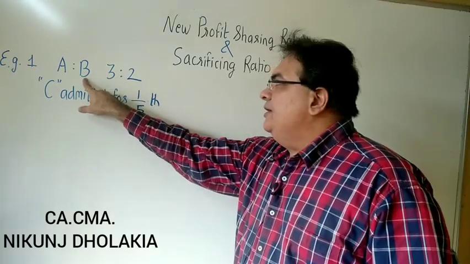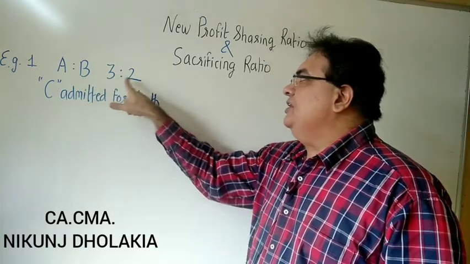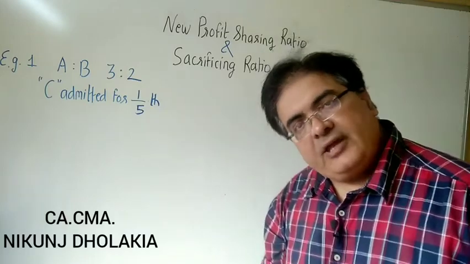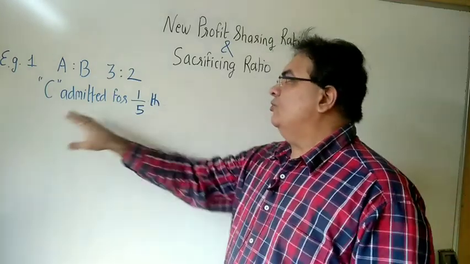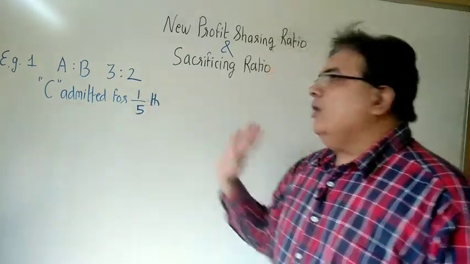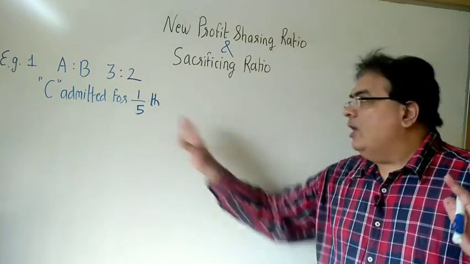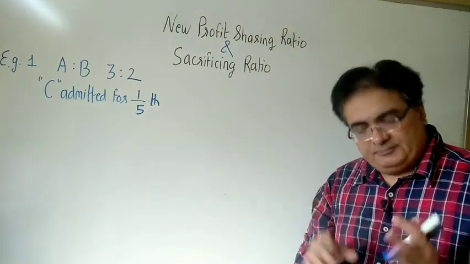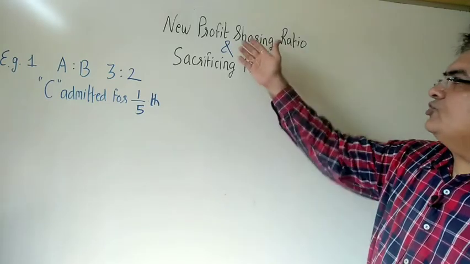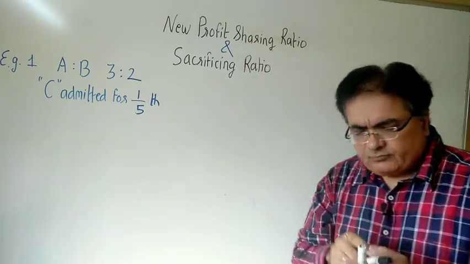A and B are old partners with a 3:2 profit sharing ratio. 3:2 is the old ratio. C is admitted for 1/5 share, correct? Now we have to find out the new ratio and the sacrificing ratio.